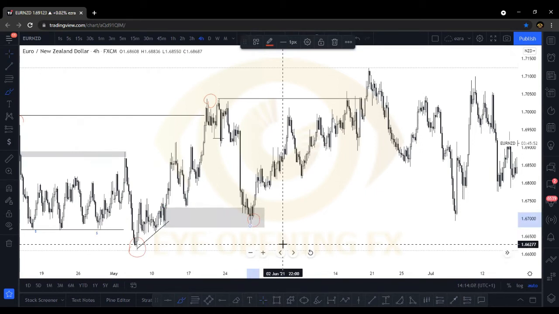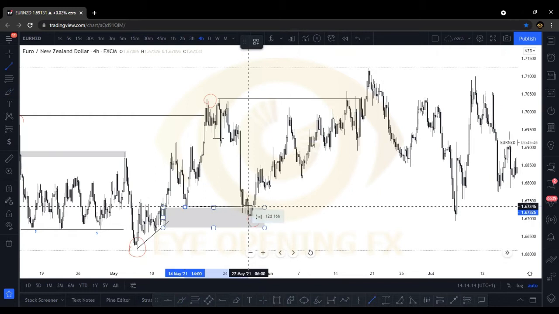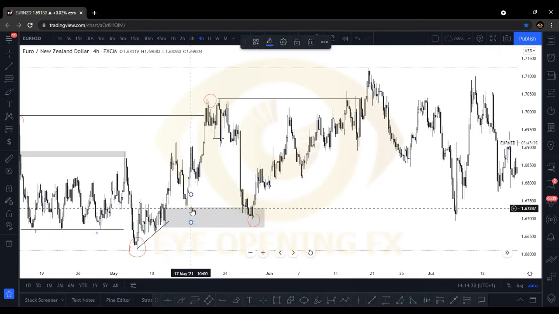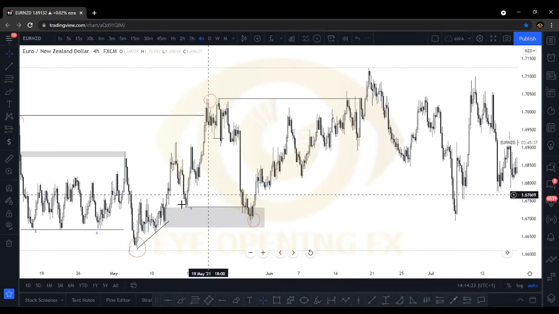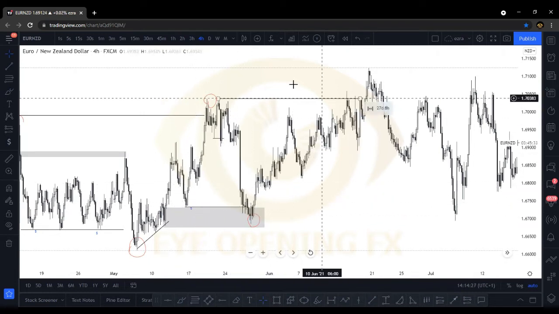It went inside to grab liquidity. Which liquidity did it grab here? It grabbed this internal liquidity. So that is the internal liquidity that the market grabbed. After grabbing this internal liquidity, the market created a higher high, another break of structure.